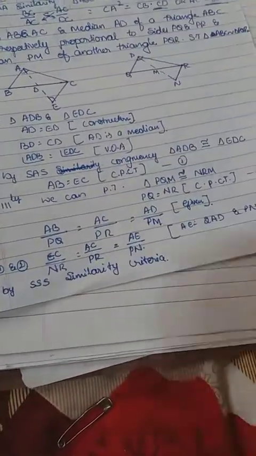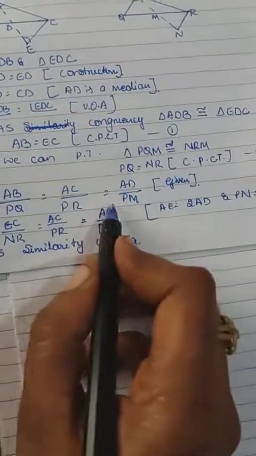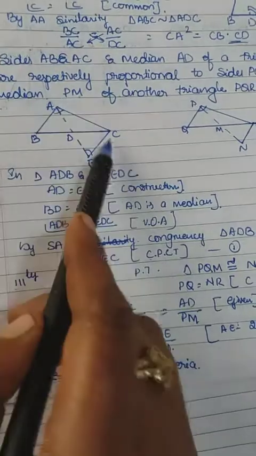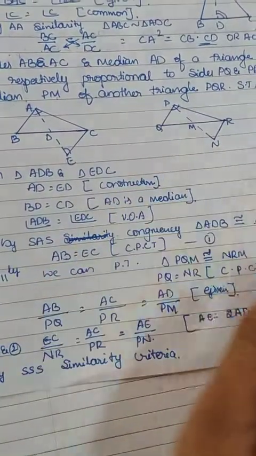So we can write that as, SSS similarity criteria, triangle ACE similar to triangle PRN. Why I have taken PRN here, because the sides we have taken are PR, RN, everything. So that's why we can write triangle ACE similar to the triangle PRN.